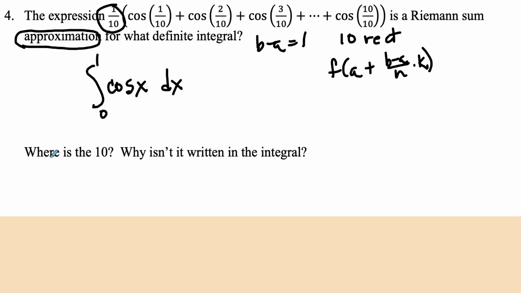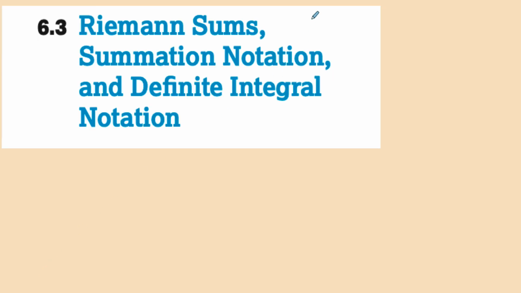And so where is the 10 in the integral? Well, the 10 really only refers to the 10 rectangles. If every one of these had been 50, we could have gone up to 50 over 50. It just means that it was being divided 50 ways instead of 10 ways. So the 10 doesn't have to be in the integral. It's just an indicator of your width. And this is the end of the screencast.